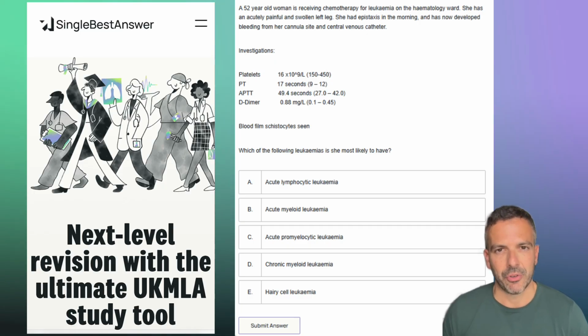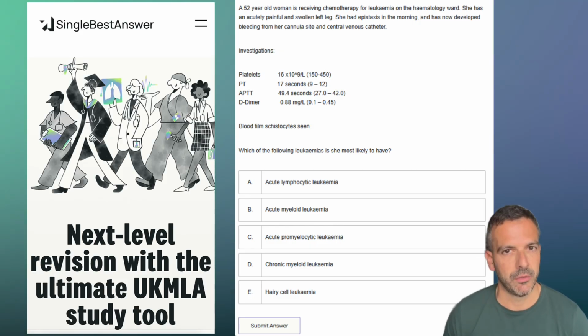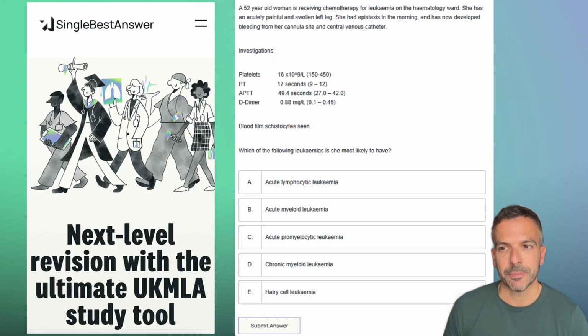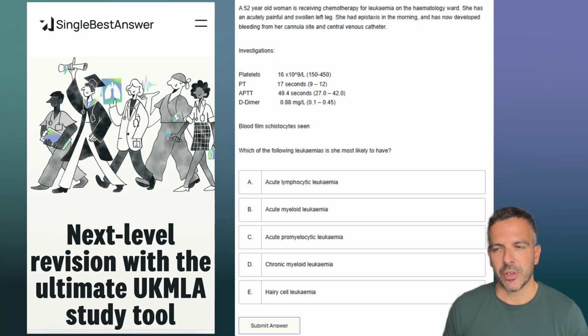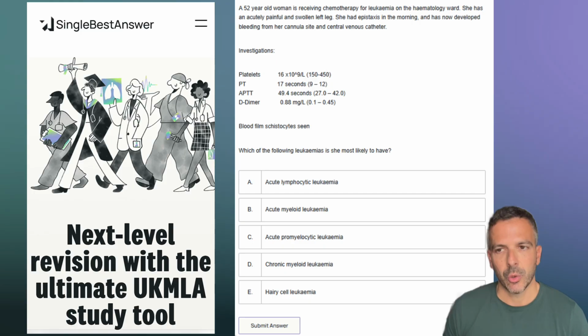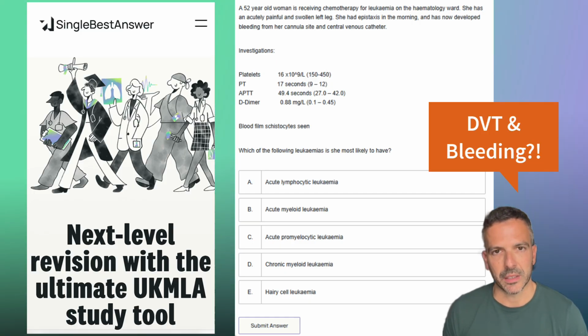Now, at this point, I'd recommend that you don't look at the options that are available to you, but rather go back to the question and look at the information we have. We know that this patient has a leukemia. We know there's an acutely painful and swollen left leg. And we know that there is a bleeding history as well: epistaxis, cannula site, venous catheter. So there is somebody who has features clinically of a DVT and also of bleeding.